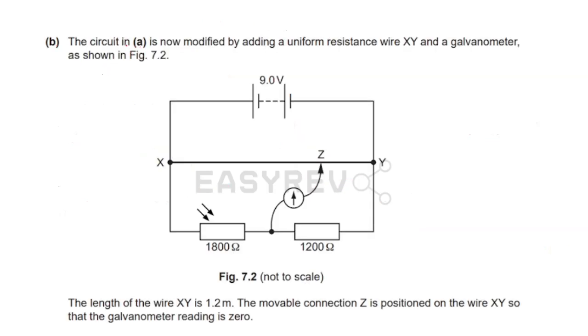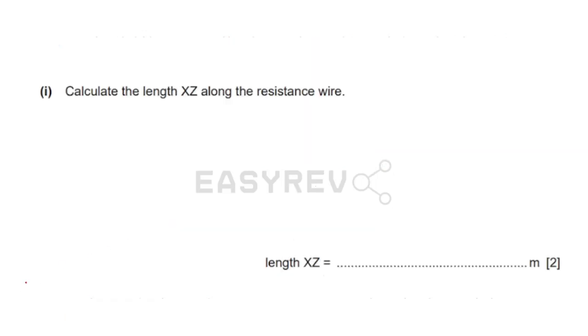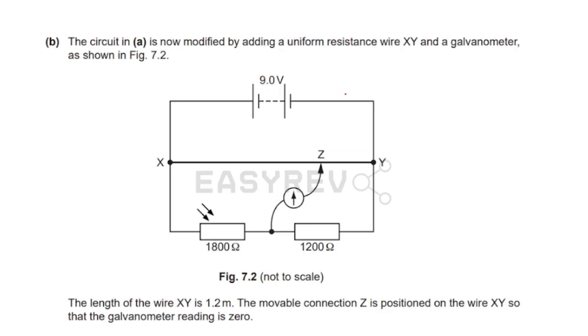Now let's do part B. The circuit in A is now modified by adding a uniform resistance wire XY and a galvanometer as shown in figure 7.2. The length of the wire XY is 1.2 meters. The movable connection Z is positioned on the wire XY so that the galvanometer reading is 0. Part I says to calculate the length XZ along the resistance wire XY.